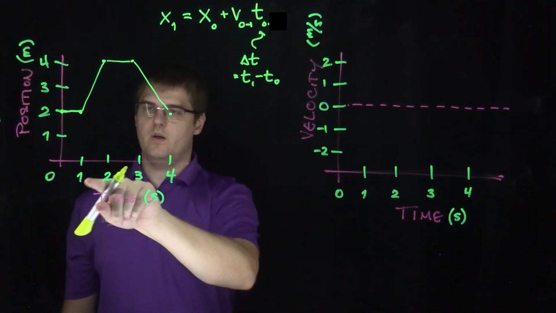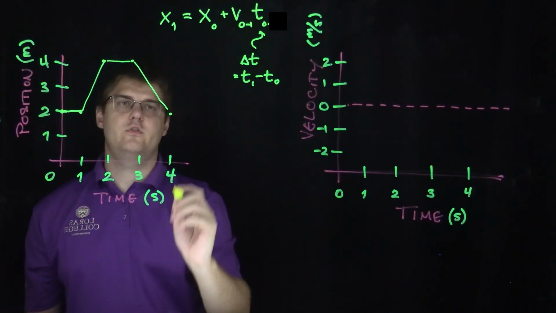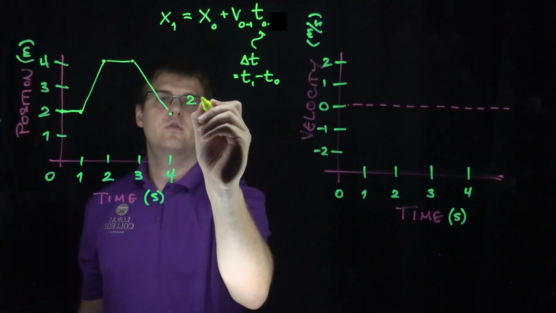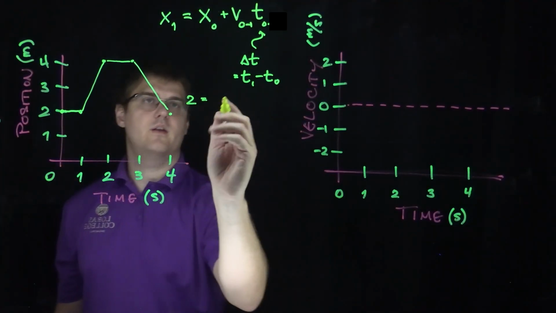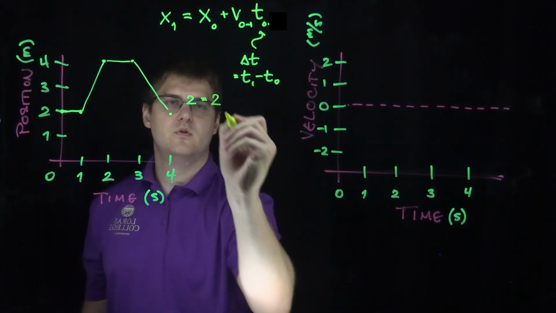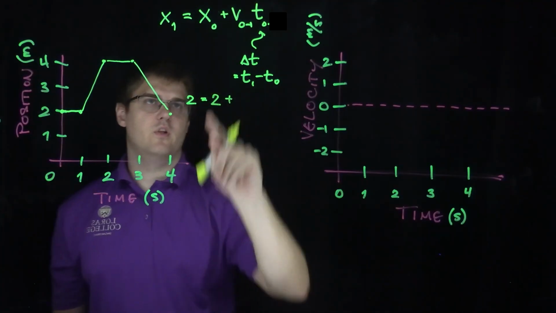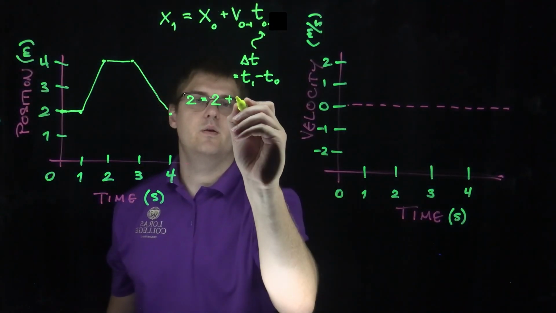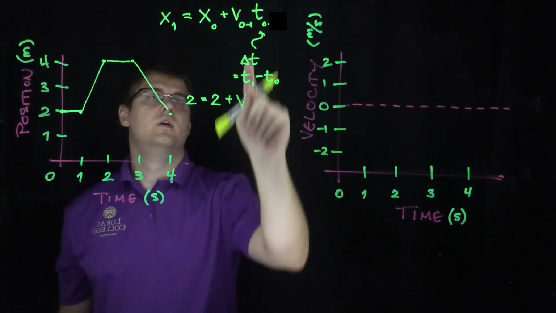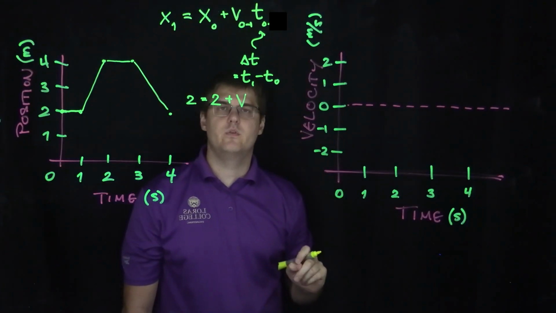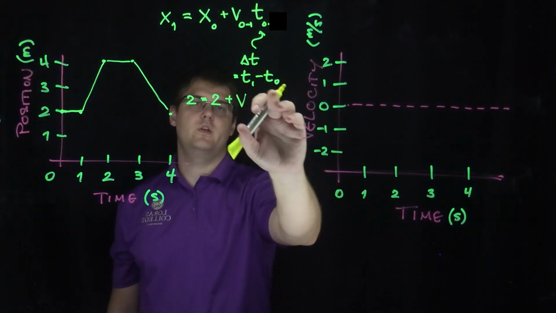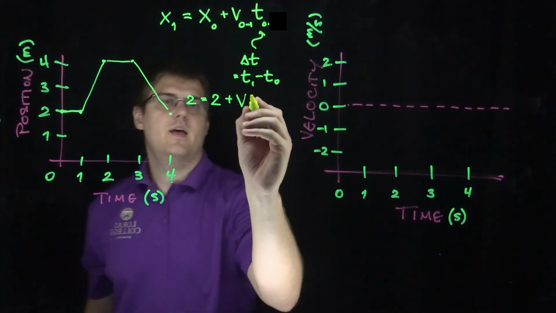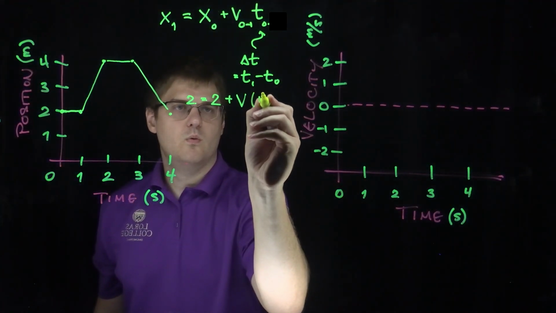x at time 1: at time 1, my position is 2, so that's going to be 2. It is equal to x at time 0, which is also 2, plus our velocity. We want our velocity because we're trying to graph it over here, so we're just going to leave that as the variable, times t1 minus t0. Time at 1 is 1, time at 0 is 0, so that is 1.